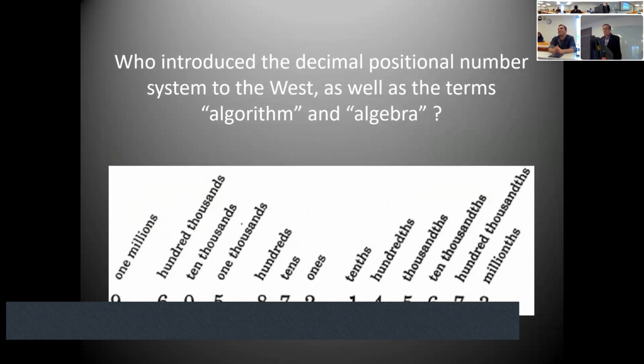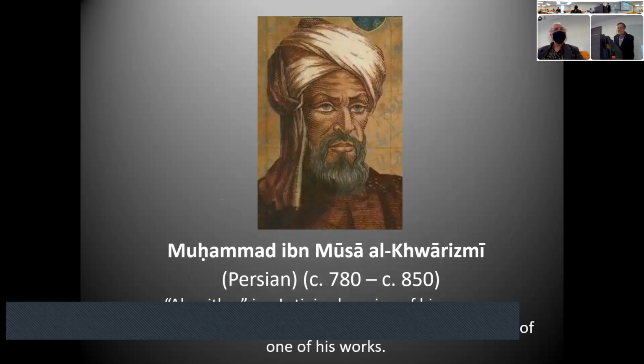Okay, who introduced the decimal positional number system to the West, as well as the terms algorithm and algebra? Yeah, go ahead. Am I allowed to? Al-Khwarizmi. Yeah, you're right. Can you say the whole name? Muhammad ibn Musa al-Khwarizmi. Right, okay, great.